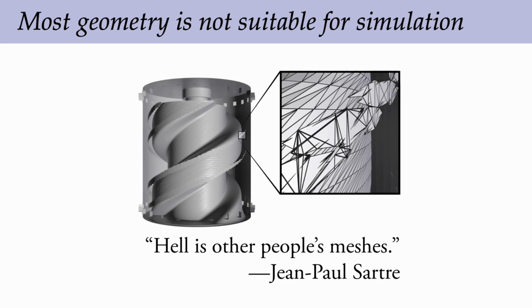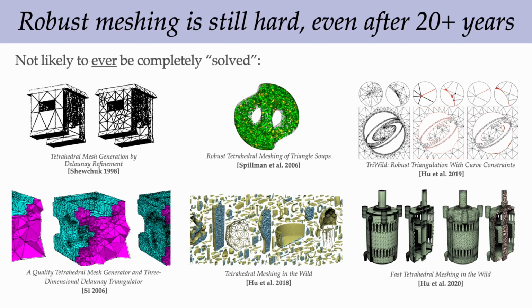This is especially tough because geometry encountered in the wild can be really bad. To quote Jean-Paul Sartre, hell is other people's meshes. And if you've worked with real data, you know he's right. Now, one approach is to just keep pushing on better and better meshing tools. And to be fair, these have gotten extremely good, especially in recent years.